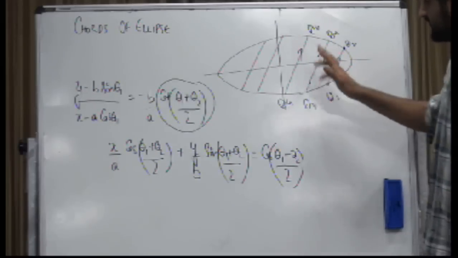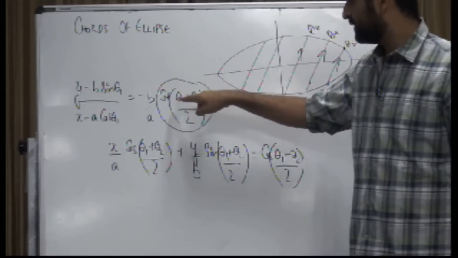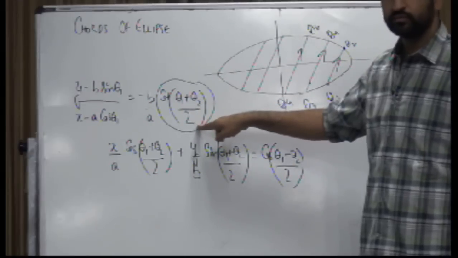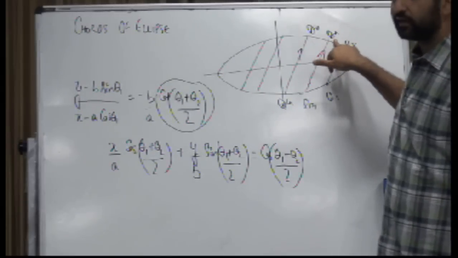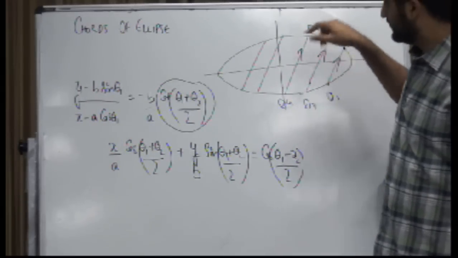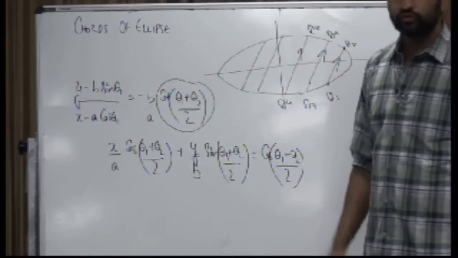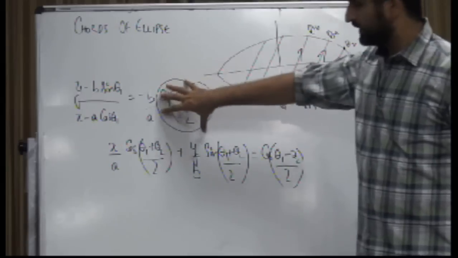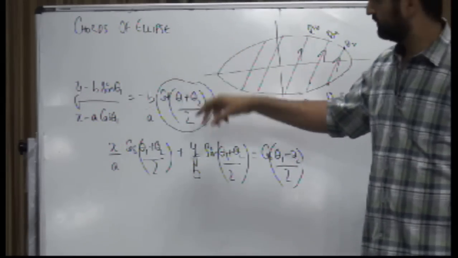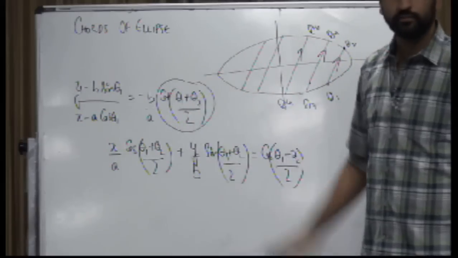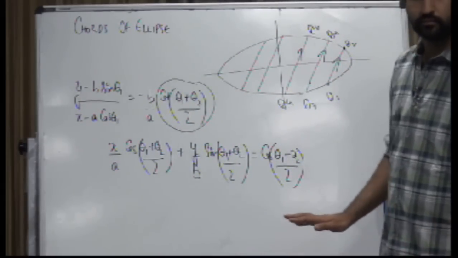So their slopes are same, which means that the value of minus b upon a cot theta 1 plus theta 2 by 2 is equal to minus b upon a cot theta 3 plus theta 4 upon 2 is equal to minus b upon a cot theta 5 plus theta 6 upon 2. So this expression, minus b upon a, will cancel out. That is common in all of them. Are you getting it? Yeah.